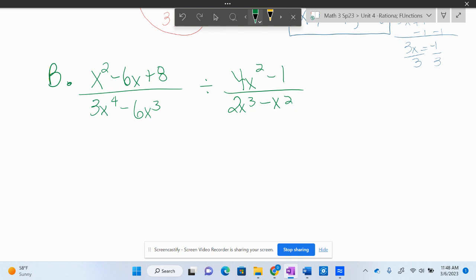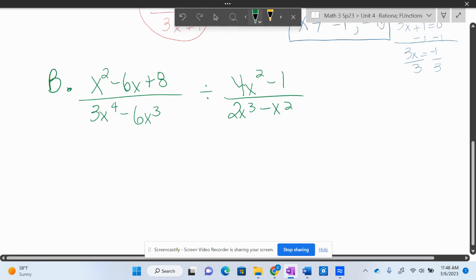Under multiplication, it just says factor all the numerators and denominators and then reduce. Get rid of common factors and cancel out. Cross-canceling is allowed. But under division, what does it say first to do? If you look at your little flow chart, under division, it says change what? Change division to multiplication by multiplying by the reciprocal. So that's the first thing that we're going to do.